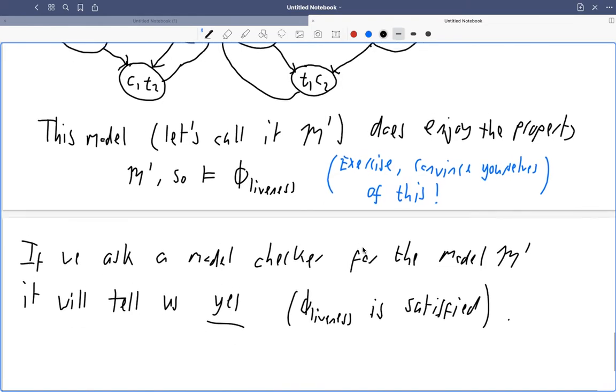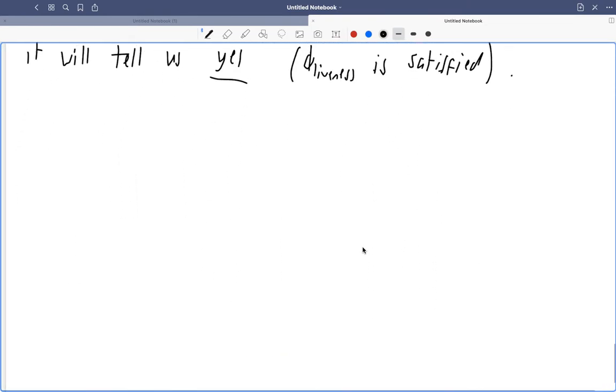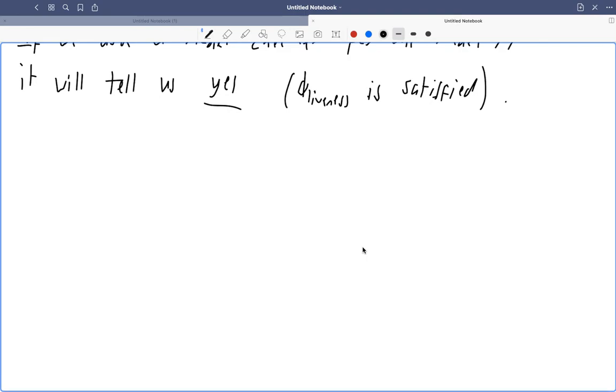Before going back to completing the definition of the satisfaction relation, I just want to remark that there is an alternative approach to liveness here.